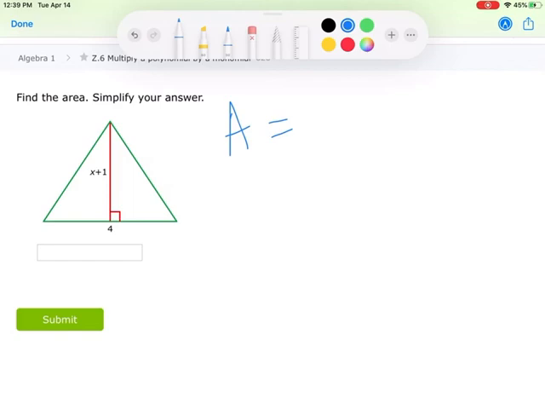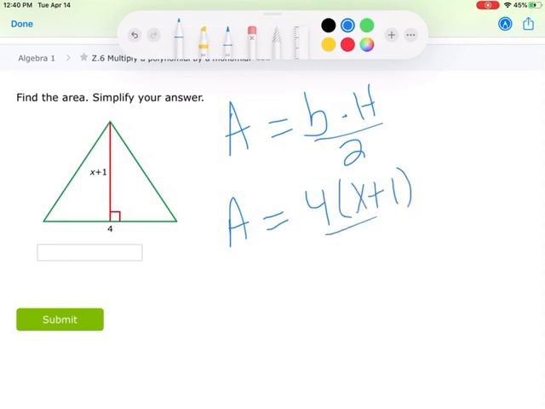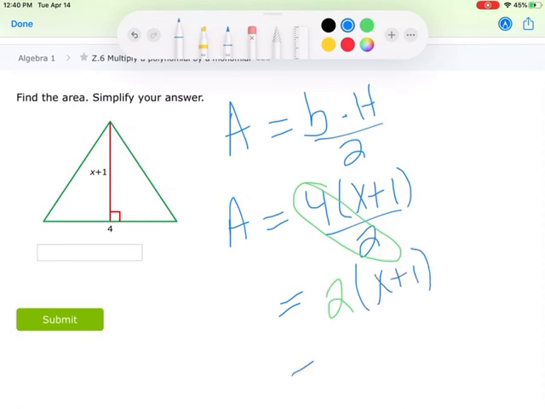The area of a triangle is base times height divided by 2. All right, so in this case, you've got the base of 4 times a height of x plus 1 divided by 2. All right, and then that's it. You just got to simplify. So go ahead and distribute the 4 into there. Or actually, let's reduce first. Let's reduce the 4 and the 2. So it's really going to be 2 times x plus 1. And then I'm just going to distribute the 2 into there. So I would get 2x plus 2.